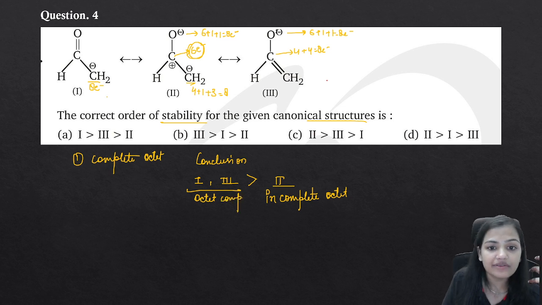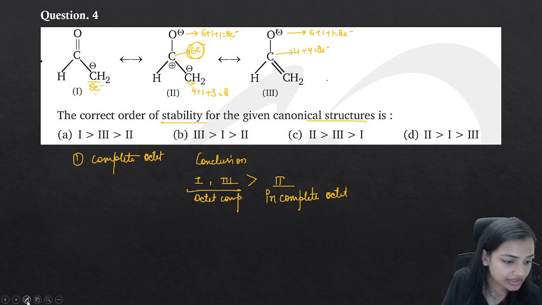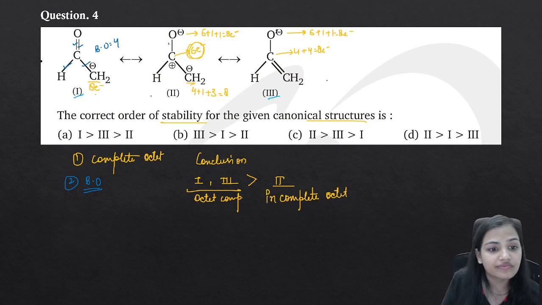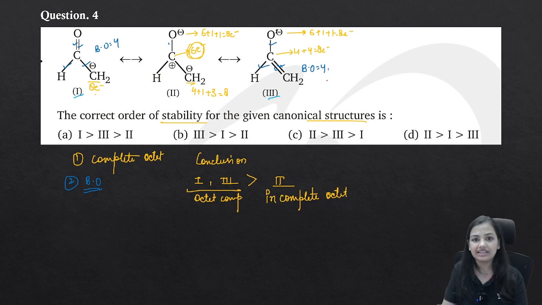Now compare between the first and third. So now this is the question that we have to do. From which particular point can we do bond order? Yeah, this is the second point, bond order. So 1, 2, 3, 4, the bond order is 4. Here in the third, now 1, 2, 3, 4, again the bond order is 4. So we are not coming to any conclusion. What would be the next point?